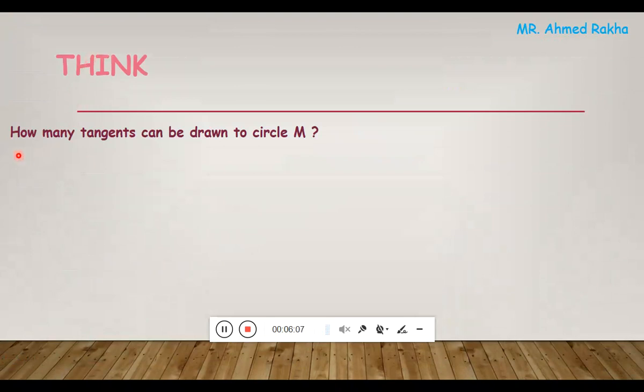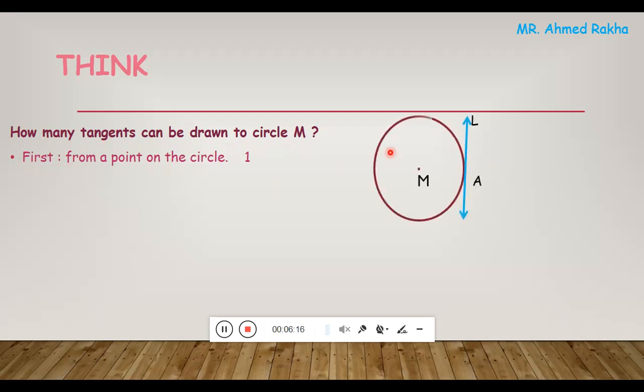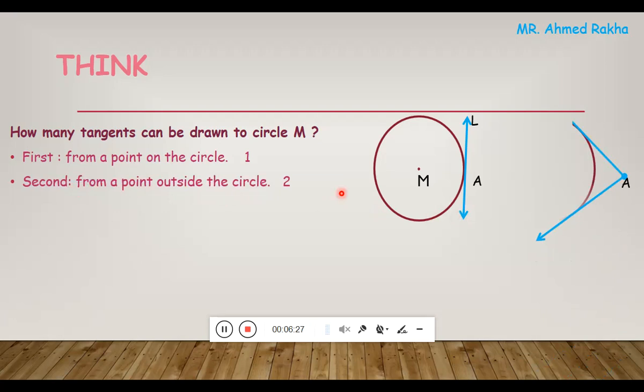Now think, how many tangents can be drawn to a circle M? First, from a point on the circle, we have point A on the circle. How many tangents can we draw? We can draw only one tangent. If we have a point outside the circle at the point A here, as we can see, we draw two tangents to this circle. The first one is this line and the second one is this line.